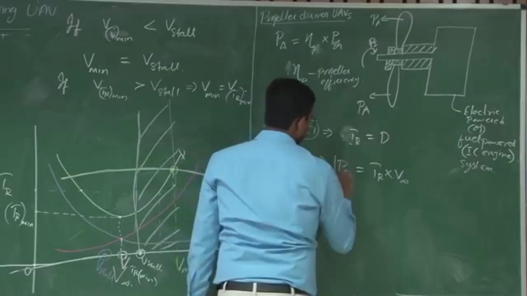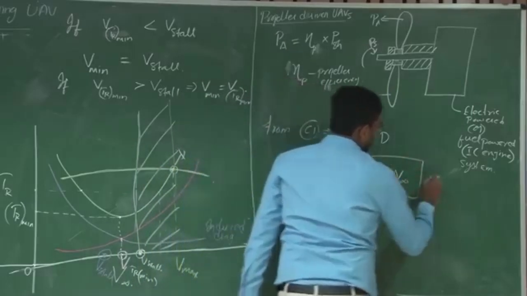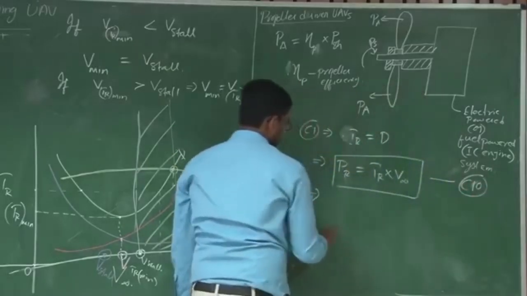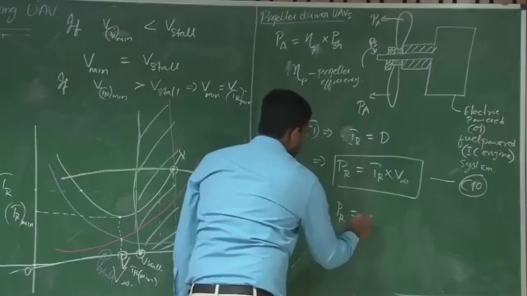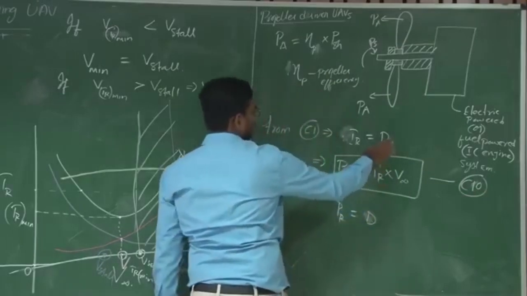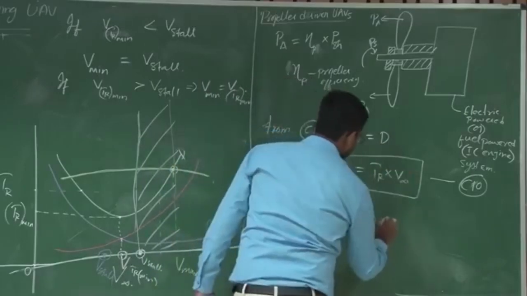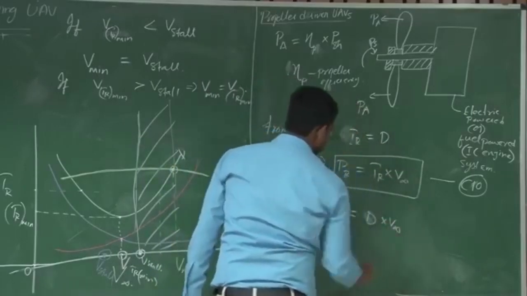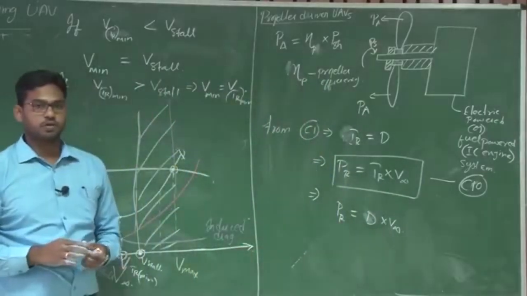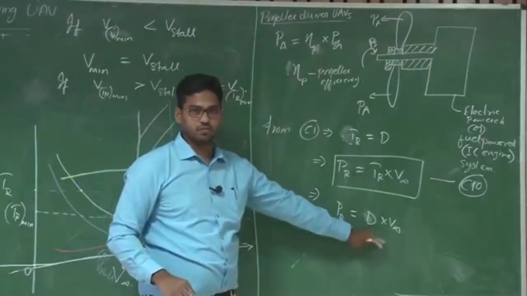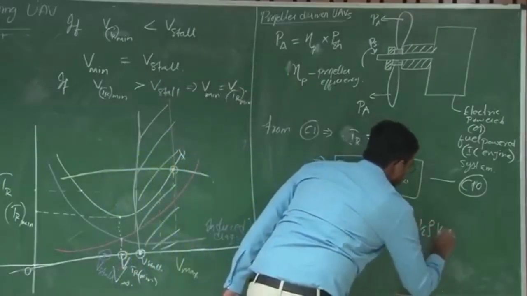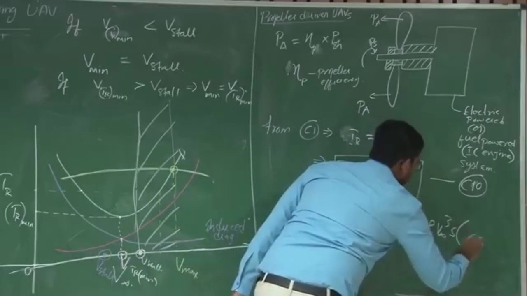This implies, so this is your equation C10. Power required is equal to drag into velocity, where thrust required is drag from equation C1. So power required is drag into velocity. This is the requirement of the system, and it equals half rho V infinity cube S into CD.